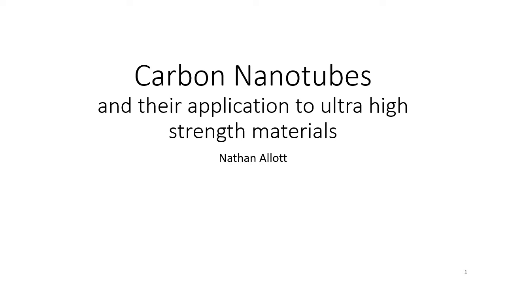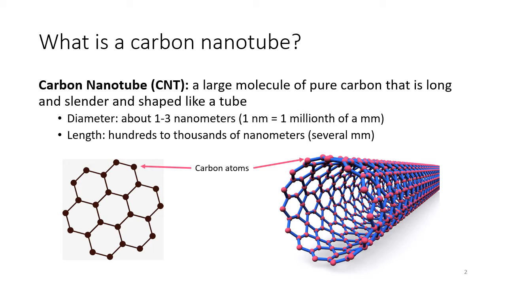So, what is a carbon nanotube? By definition, it is a large molecule made up of purely carbon atoms that is slender and shaped like a tube. These tubes are very small in diameter, just a few nanometers, but can be up to several millimeters in length. Now, this structure may look familiar to you as being similar to another material, such as diamond or graphite.